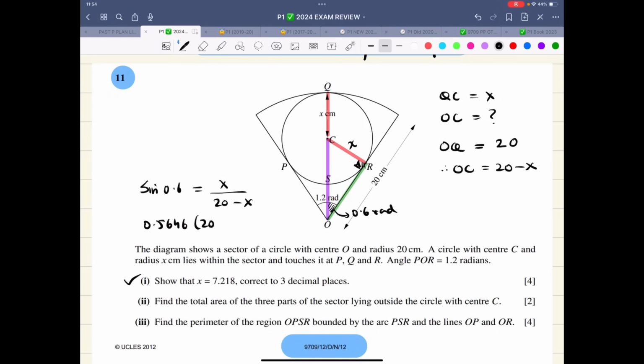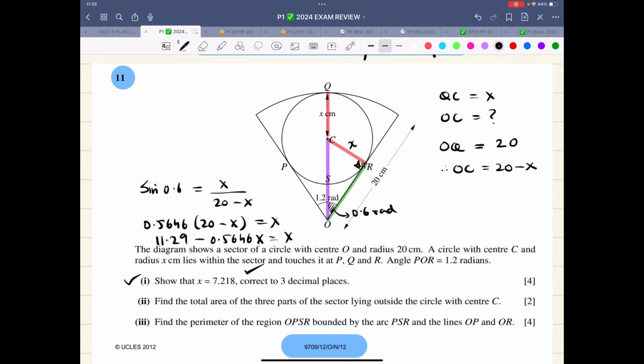0.5646 into 20 minus x is equal to x. So multiply it with 20, that is 11.2928, 11.29 is good, minus 0.5646x is equal to x. So therefore, 11.29 divided by 1.5646 comes out to be 7.216, something like that. And yes, I get my answer.